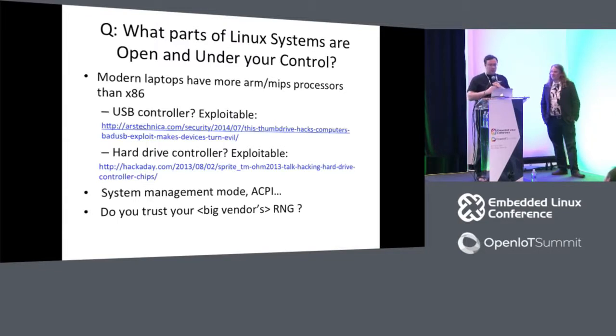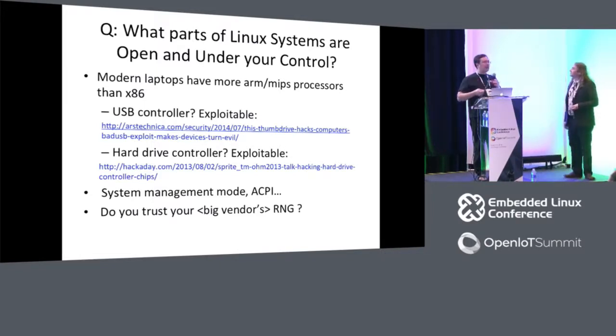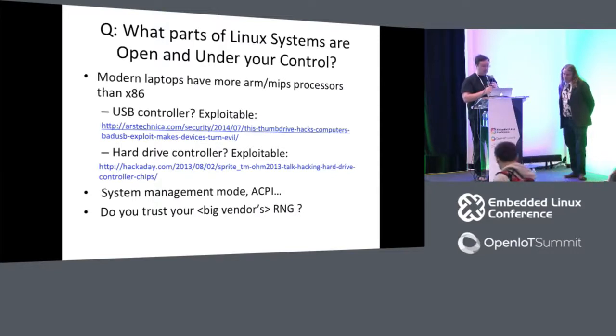First question is, if you ask yourself, what parts of a Linux system are under your control? Your modern laptops have more ARM and MIPS processors than x86. This MacBook probably has a dozen processors in it other than the CPU. And we've been seeing a lot of things like the BadUSB exploit, where you plug in a USB drive that reprograms the controller in USB. Here's an example of somebody running arbitrary code on a hard drive controller that can filter the data coming in and out of the thing for you.